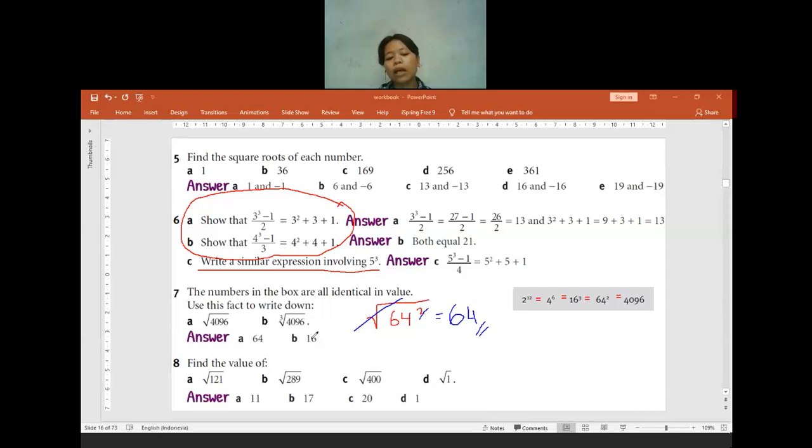Now for question B, I have the cube root of 4096. Because it is a cube root, it will be easier if I take the cube number. So I will take 16 to the power of 3. This is a cube number, to the power of 3. So I can cancel the power of 3 with the cube root, and the leftover is only the number 16. Do not write it as 16 to the power of 3. So the answer for A is 64, and the answer for B is 16. No power on the answer.